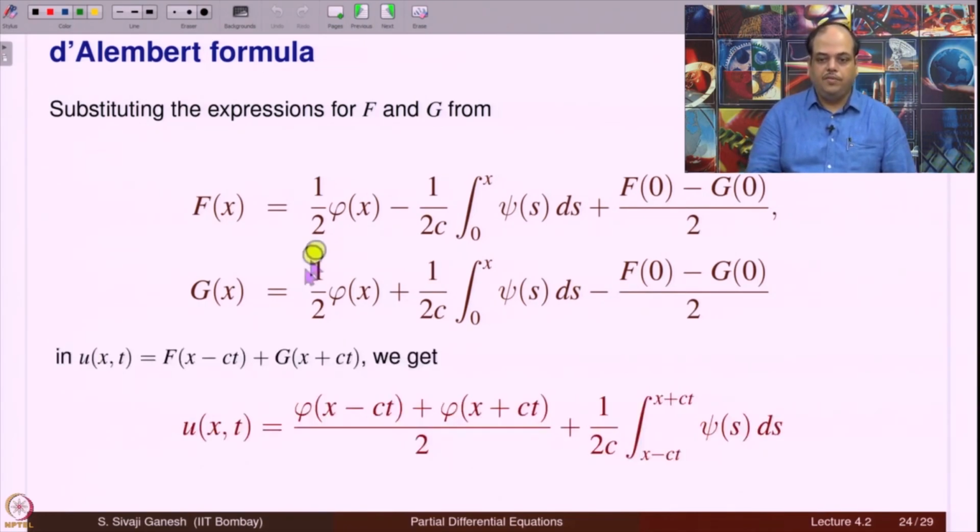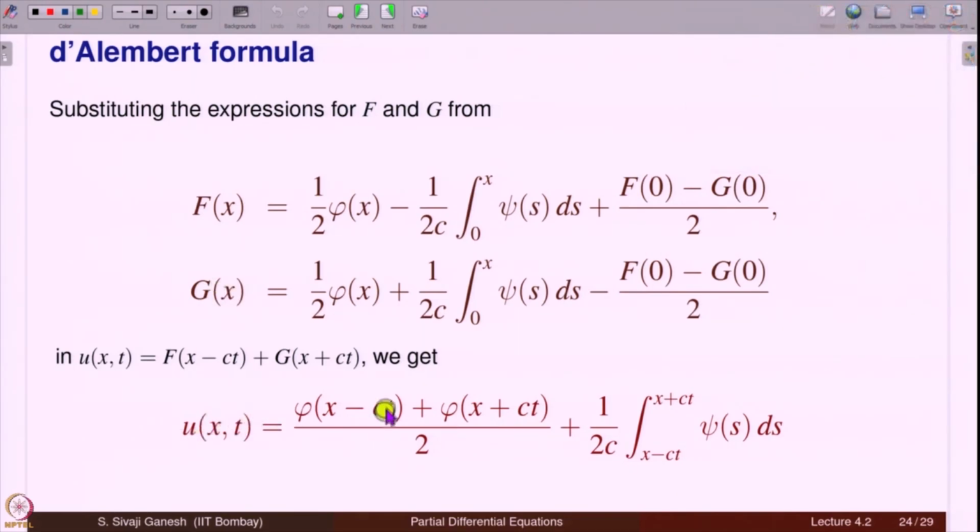So, this is the expression that we end up with: u(x,t) equals phi of x minus ct plus phi of x plus ct by 2, plus 1 by 2c times the integral from x minus ct to x plus ct. This term is a constant, and this is minus of that constant, so it actually got cancelled. This is known as the D'Alembert formula for the solution of the homogeneous wave equation and the Cauchy problem, where phi is u(x,0), which is called the initial displacement, and psi is u_t(x,0), the initial velocity.